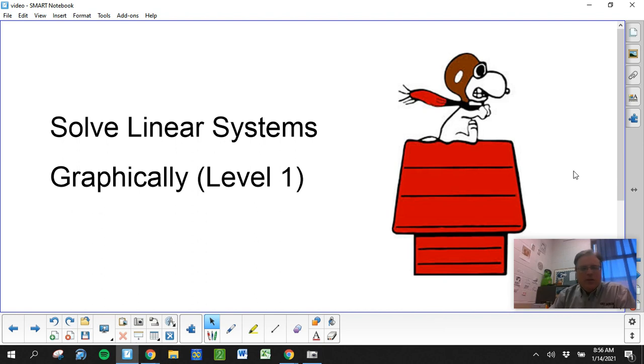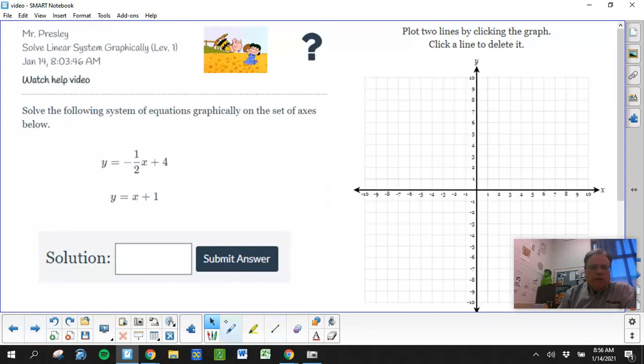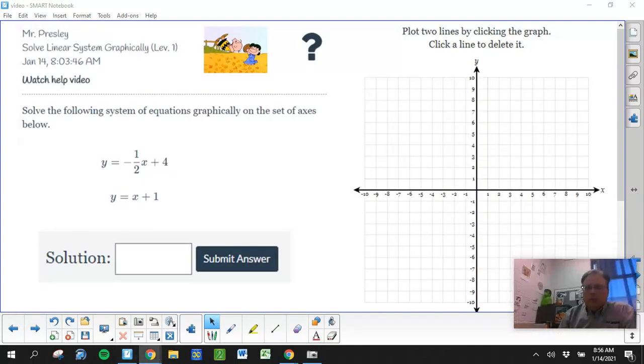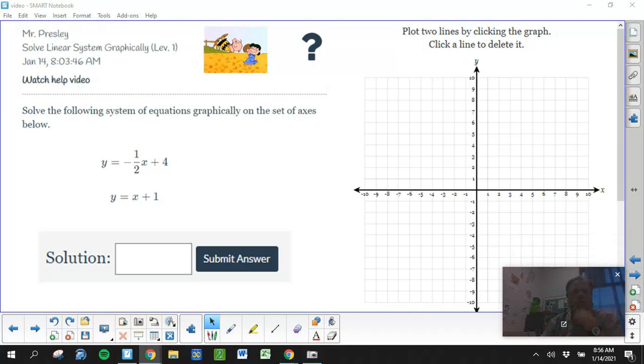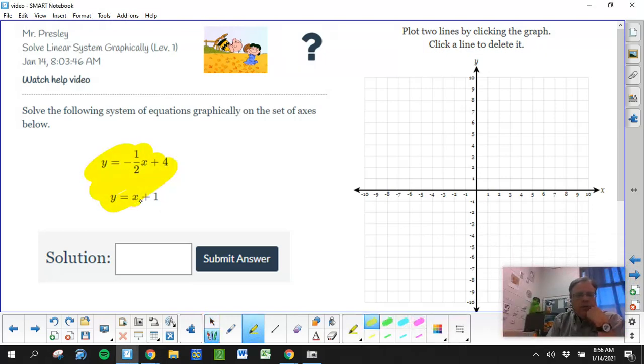I am here to share with you how to solve linear systems graphically, level 1. Take us on, Snoopy. We're going to look at one problem. We'll take our time with it, but we're just going to look at the one problem because they're all very similar. What we have are two equations right here in slope-intercept form. That means y is by itself, then there's an x, and then there's a number. And we're supposed to graph both of these over on our graph.